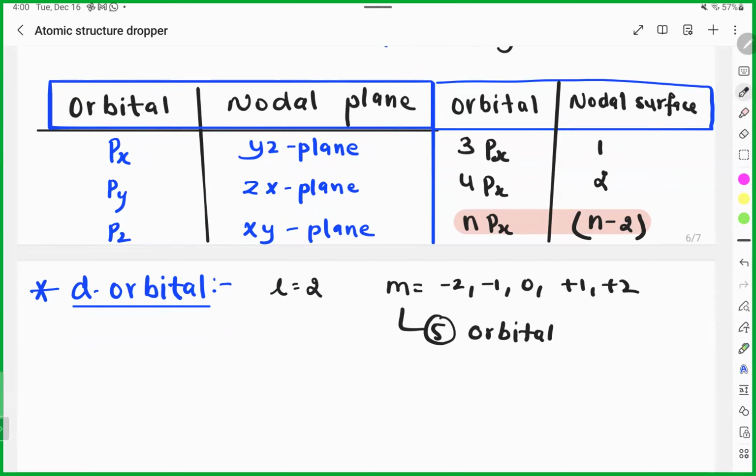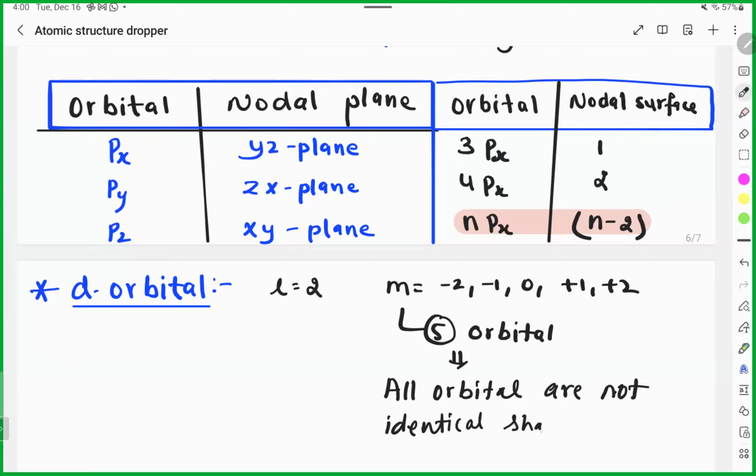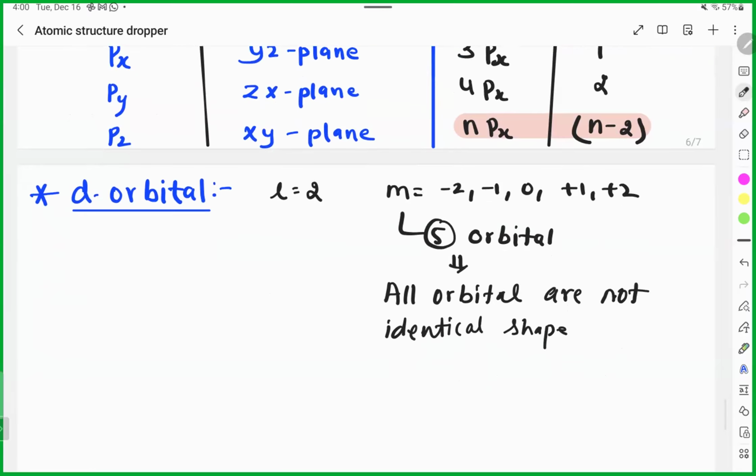When the d subshell has 5 orbitals, all 5 orbitals are not identical in shape. It means their shapes will be different. And why I'm telling this? Because you have a PYQ based on this. In this case, what will happen? 4 d orbitals, for example xy, yz, xz, all these have 4 lobes, and the fifth orbital will have only 2 lobes.